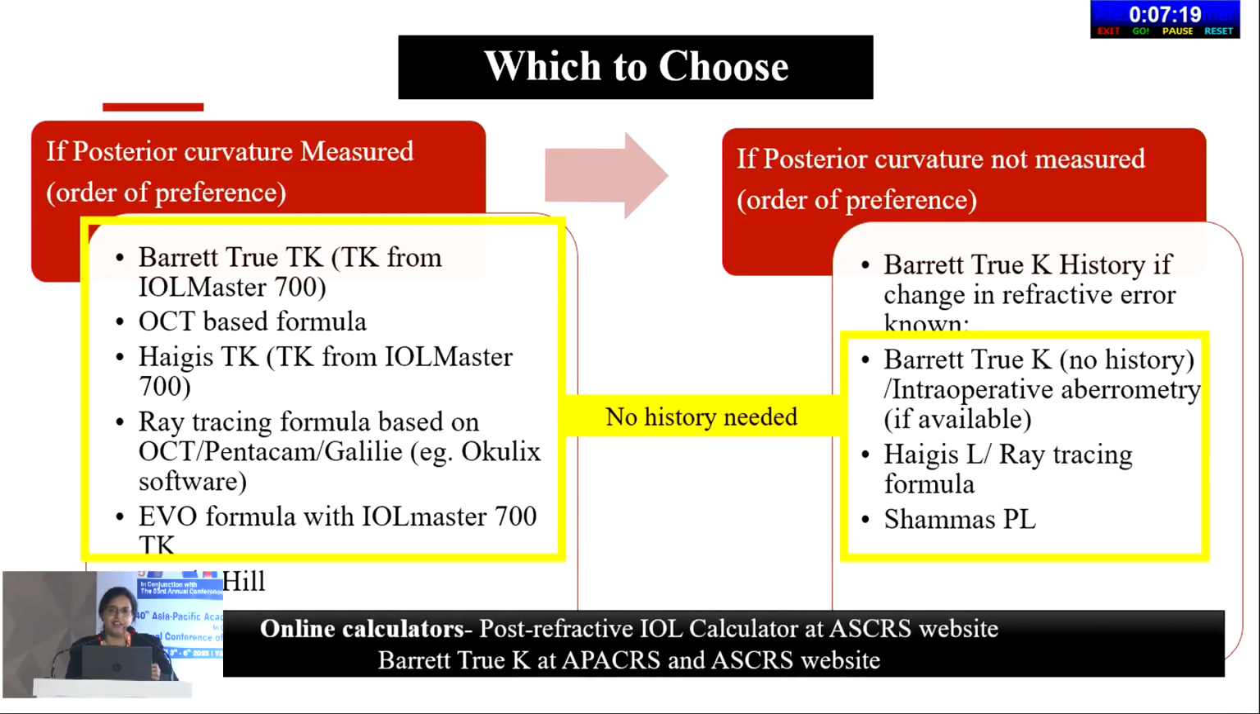Online calculators have made life very simple for us. We have the post-refractive IOL calculator at the ASCRS website, and Barrett True K at the APACRS and ASCRS websites. Use these resources at your disposal. They are freely available. And when in doubt, when you're comparing two or more formulas, use the flattest K and the highest IOL power you get.